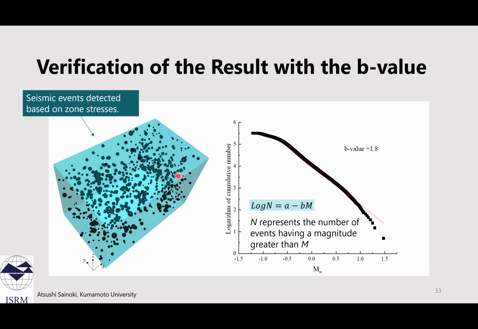Basically, the magnitude of seismic events detected ranges from -1.0 to 1.5. This indicates that the stress anomalies due to the fracture network are related to the occurrence of seismic events with this magnitude range. And then the seismicity with a magnitude larger than 1.5 is most likely related to other mechanisms, such as asperities at a larger scale.